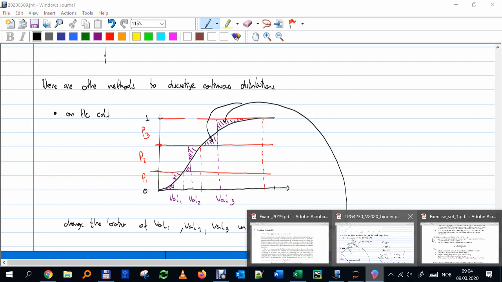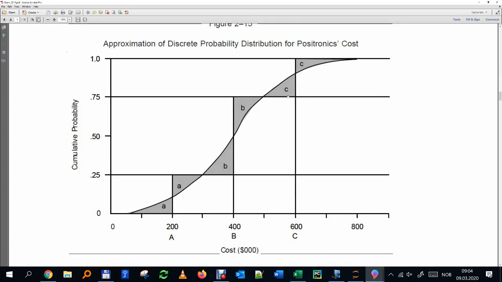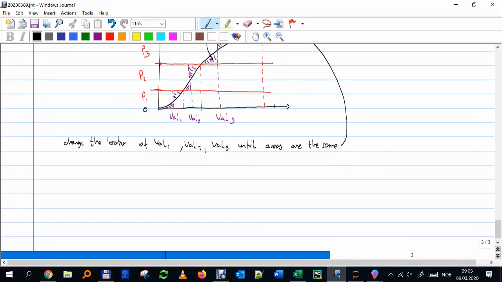So that's exactly what was given in the exam, and this instruction was also given in the exam, that these two areas have to be the same. That's how you get the probability, which is the distance between these two. The value is this one, and that's the discrete probability. So the discrete distribution is value 1, P1, value 2, P2, and value 3, P3.